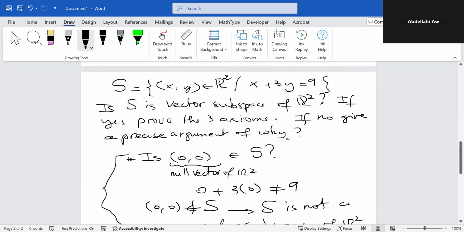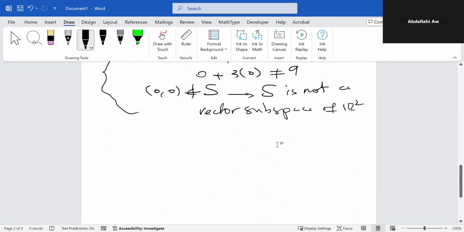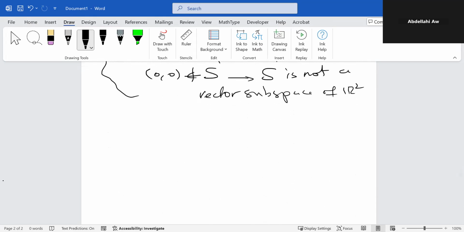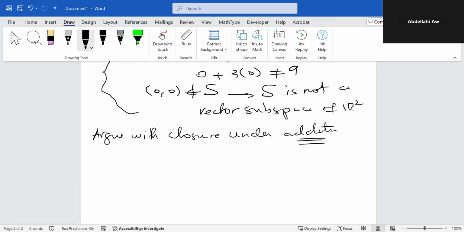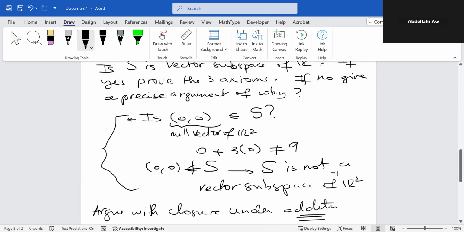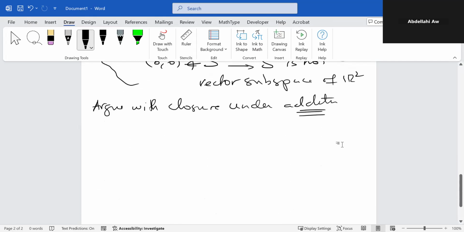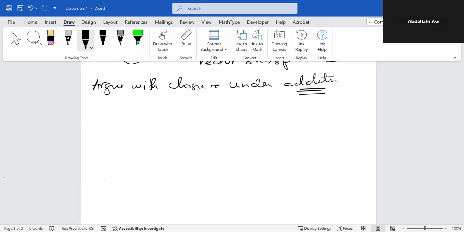The other arguments, if you want to argue with closure under addition, again, we pick just an example. We don't have to prove in general, right? We just pick an example. For instance, the stuff is x plus 3y.